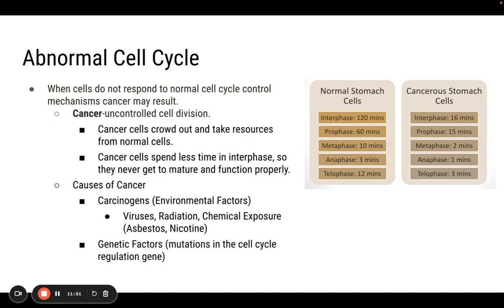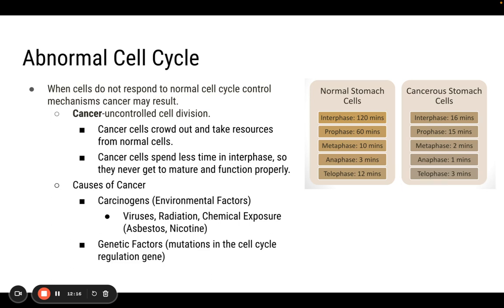There are times when abnormal cell cycles are observed, and this occurs when cells do not respond to the cell cycle mechanisms that program them to stop dividing or go into apoptosis. We call this uncontrolled cellular division, or cancer. Cancer cells crowd out and take resources from normal cells. I've always had students ask me, well, why is cancer dangerous?